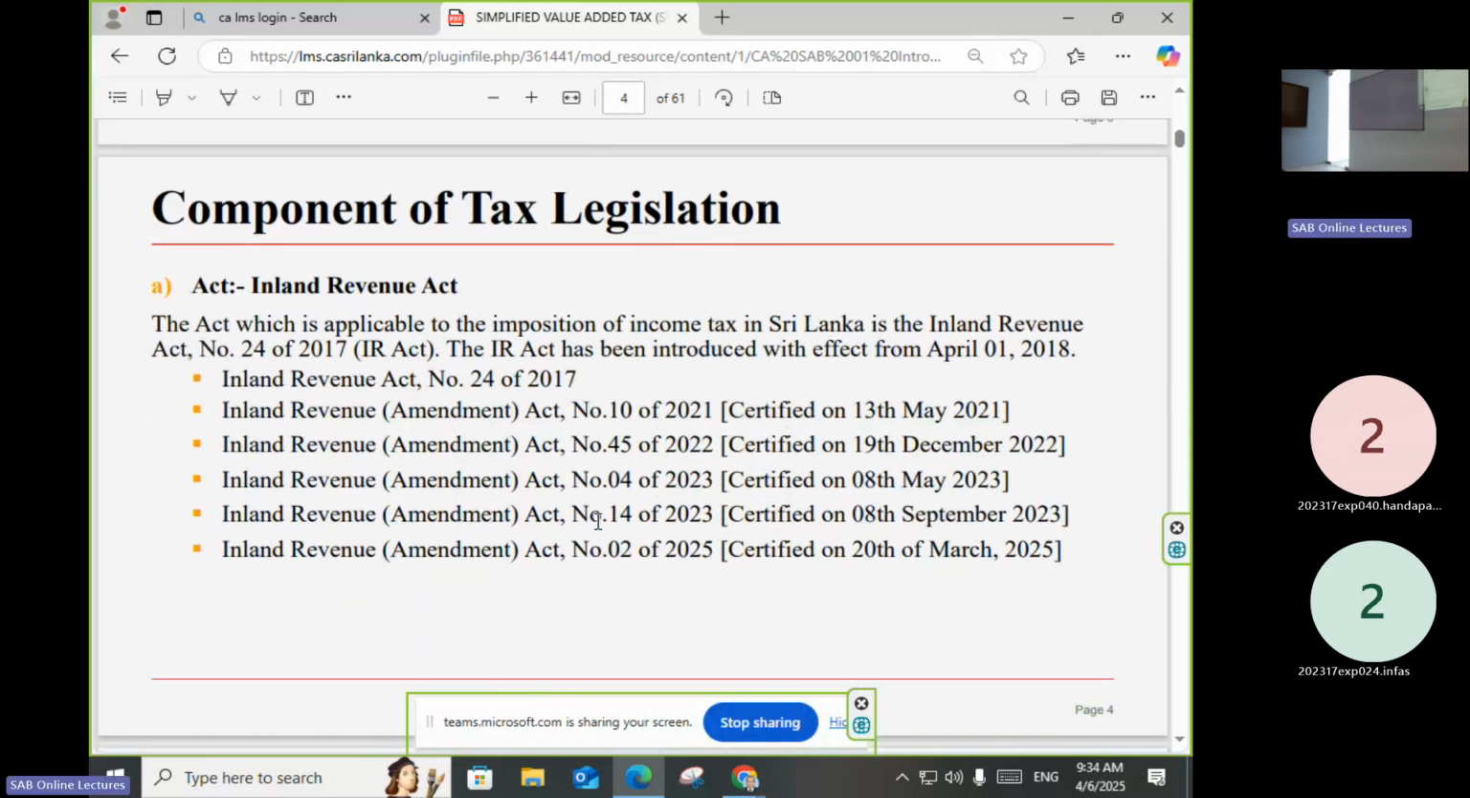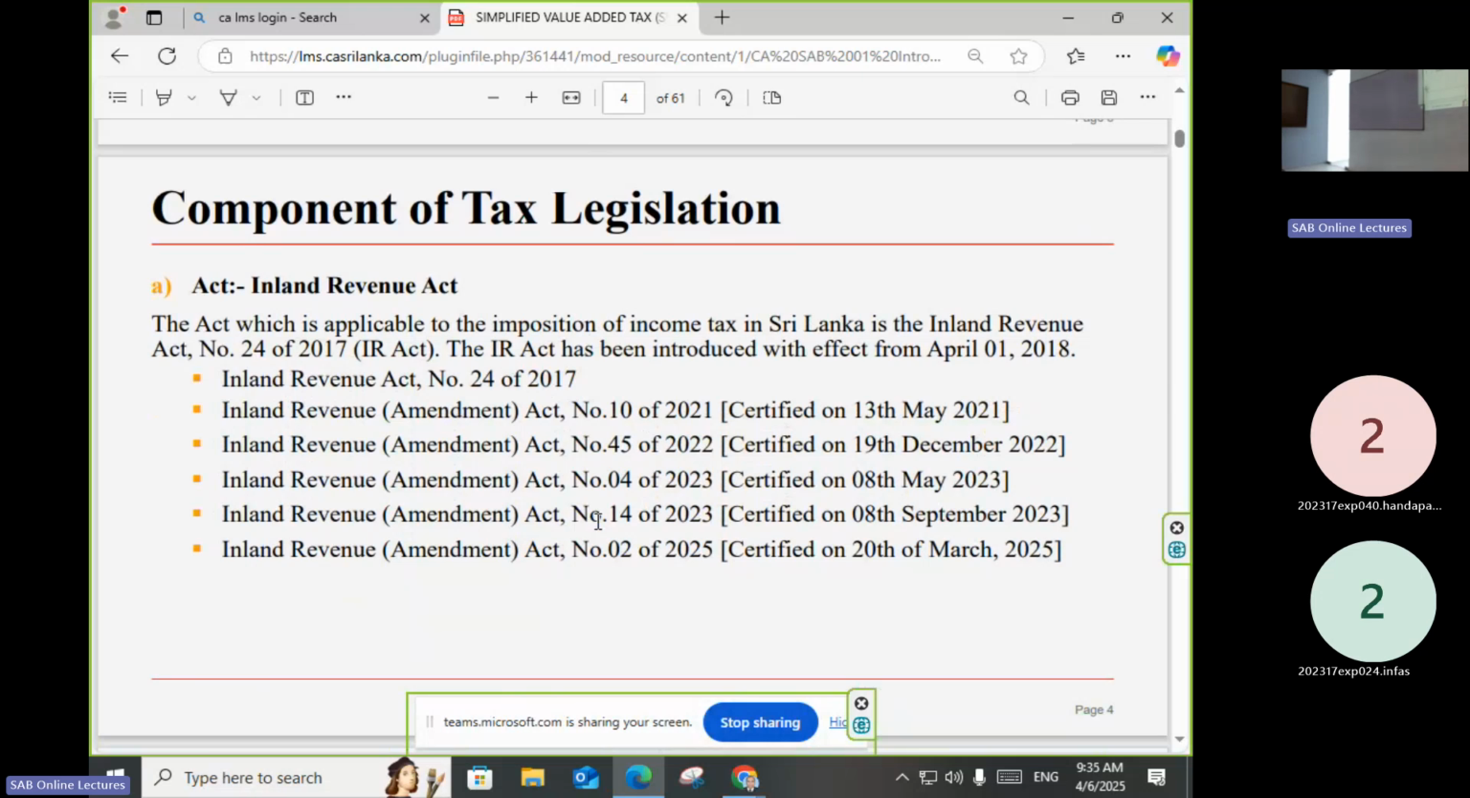Right. So, what are the components of tax law? Tax law is not only that act. I told you that an act is passed by the Parliament and comes as a law, right? In Sri Lanka right now, Act number 24 of 2017 is what is currently operated. This act was introduced in April 2018, on 1st April 2018, or not?